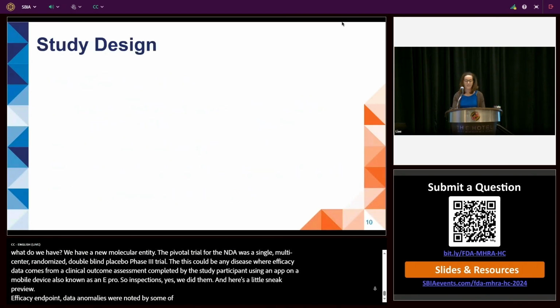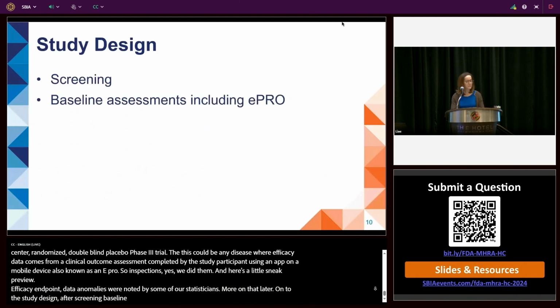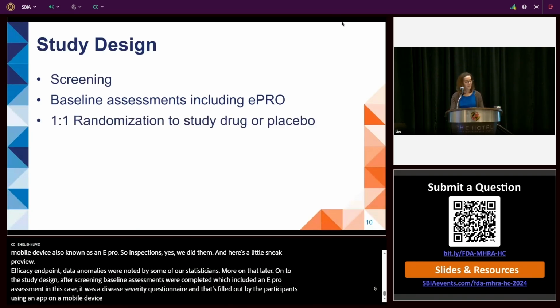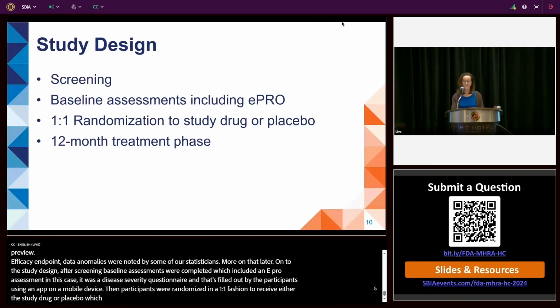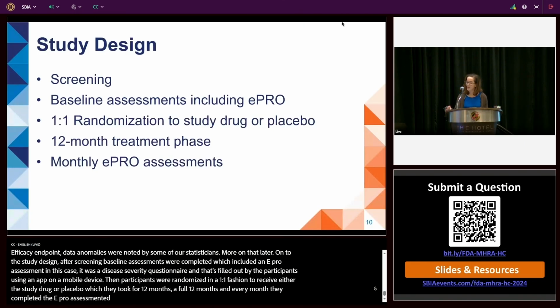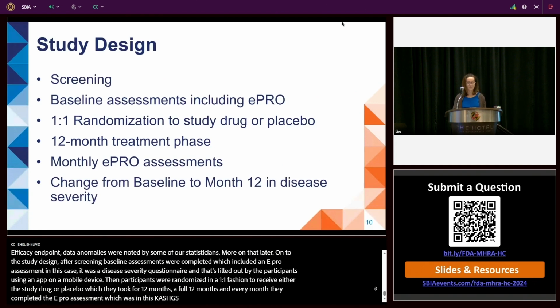So on to the study design. After screening, baseline assessments were completed, which included an ePro assessment. In this case, the ePro was a disease severity questionnaire, and that was filled out by the participants using an app on a mobile device. Then participants were randomized in a 1-to-1 fashion to receive either the study drug or placebo, which they took for 12 months, full 12 months. And every month, they completed the ePro assessment, which was, in this case, a disease severity questionnaire. The primary efficacy endpoint was change from baseline to month 12 in disease severity.